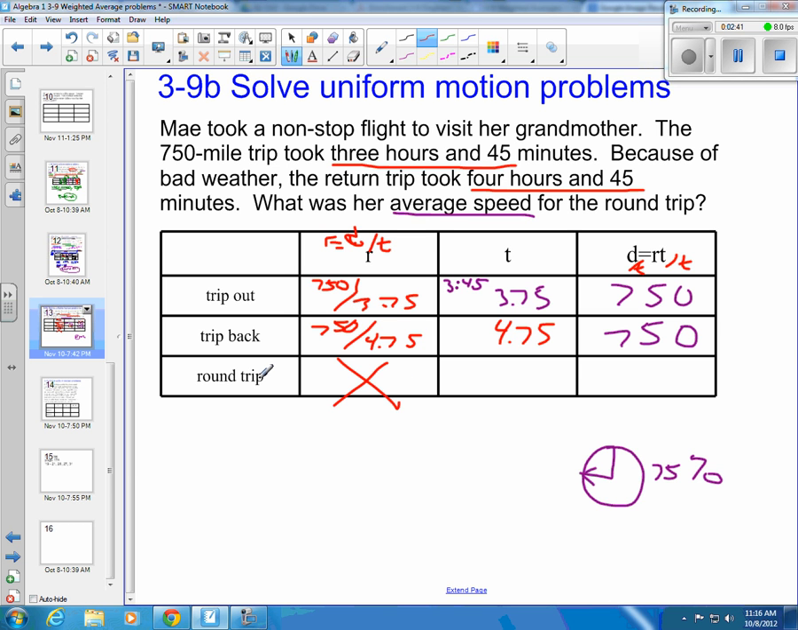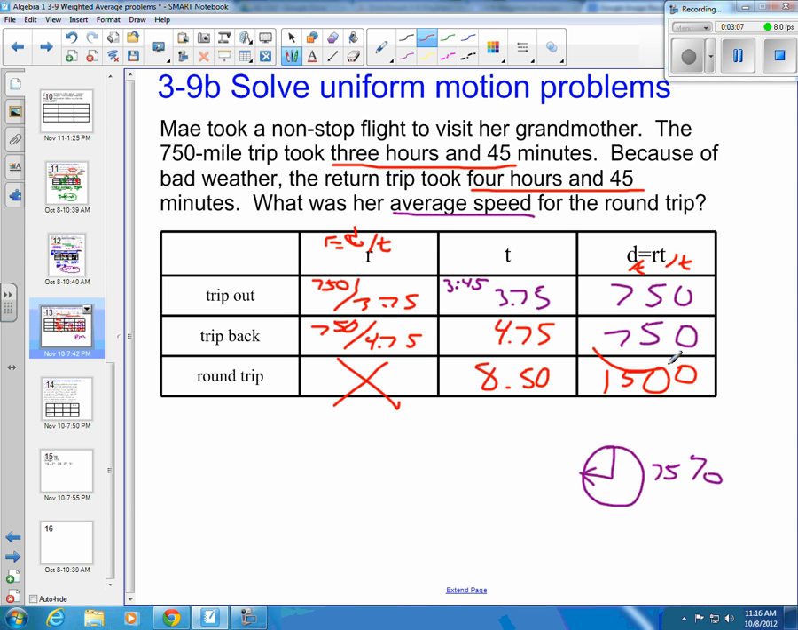The round trip. So for the round trip, the total distance she went was 1,500, because 7 plus 7 is 14, and then you'd get another 10 out of that. So this would be 1,500. And then the total time taken, well, 3.75 plus 4.75, that's going to be 7, carry the 1, and 75 is 150, so that's going to be 8.50.